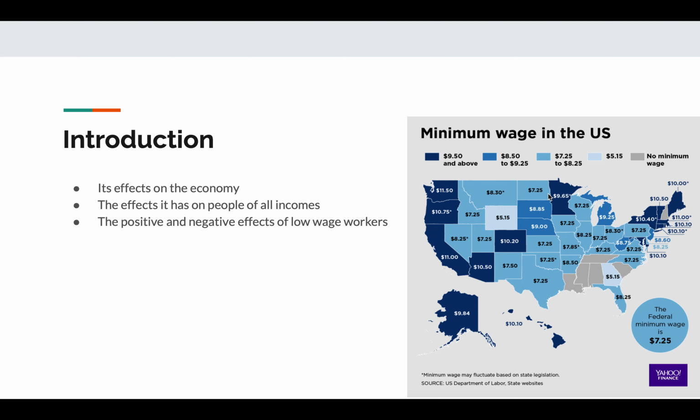And here's a little graph showing what the current minimum wage is in the US. And I wanted to show you this just to display how many states do actually use the federal minimum wage and how many have increased it to try and compensate for the living wage in their different states.